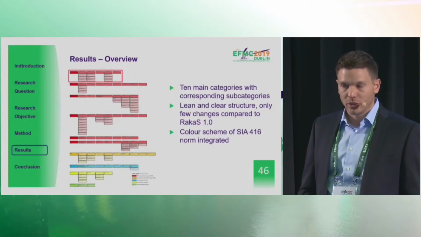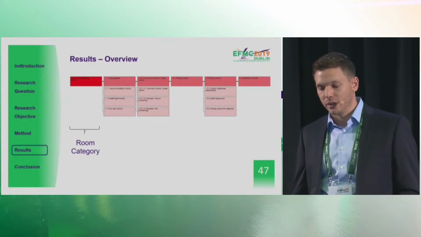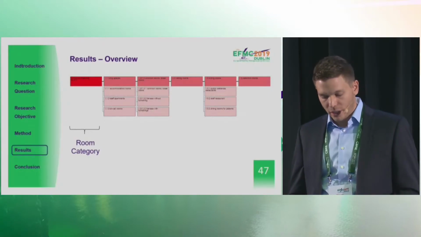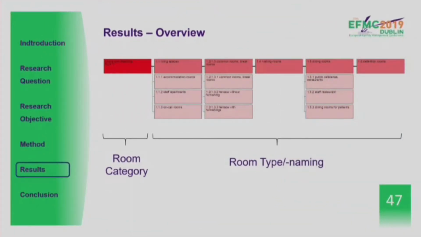Let's have a closer look at one of the categories. So on the left side, you see the main category, and on the right side, you see the different room types with their names. So here it's about the living spaces and the living areas. So it contains, for example, subcategories such as the accommodation rooms in hospitals, the staff apartments, the restaurants, but also the waiting areas.